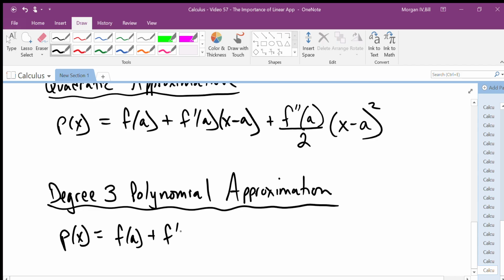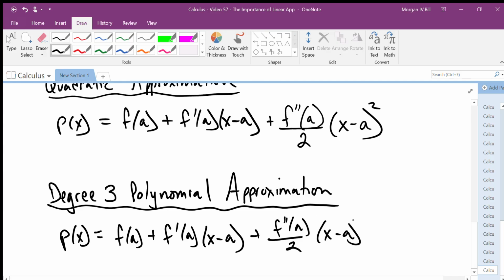plus f prime of a times x minus a, there's your linear, plus f double prime of a divided by 2 times x minus a squared, plus, now the degree 3 term, f triple prime of a, third derivative, at a, divided by 6 times x minus a to the third.